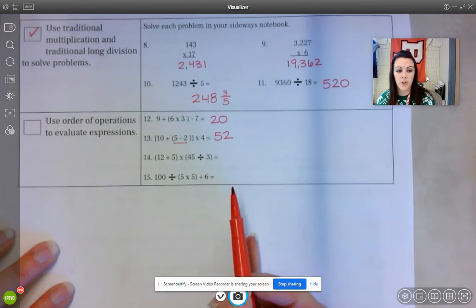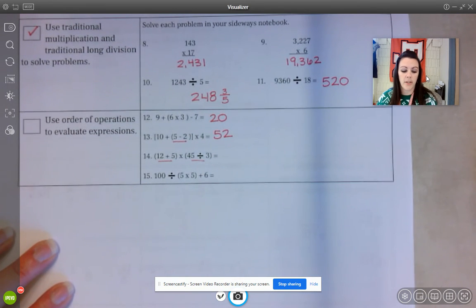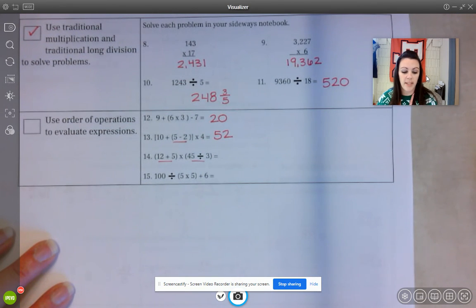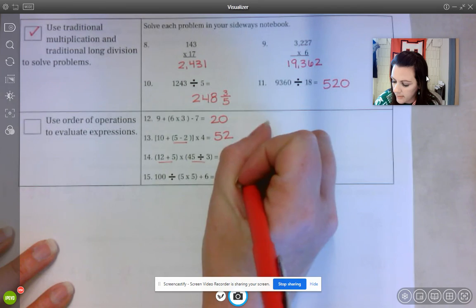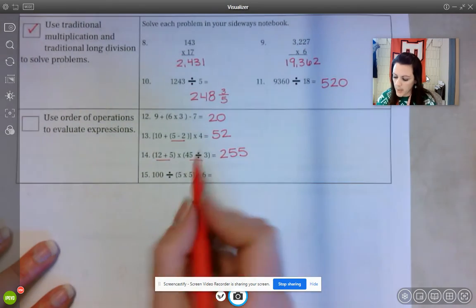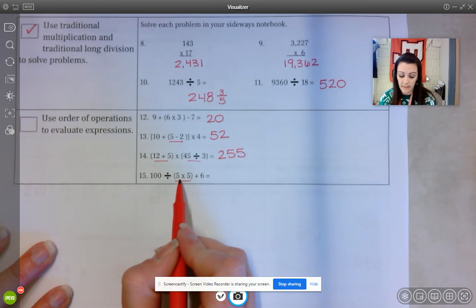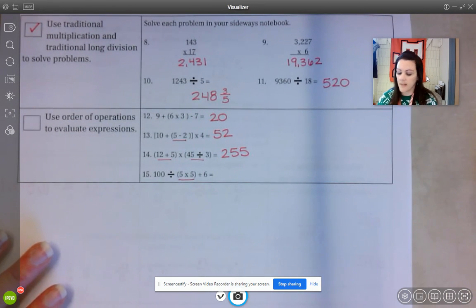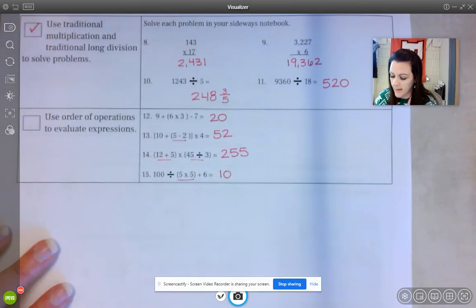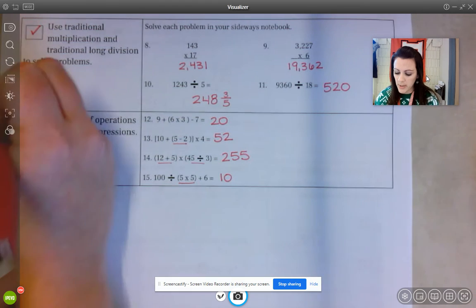All right, the next one has 2 sets of parentheses. Solve each one, and then you'll multiply your answers together. What do you get for number 14? This one definitely took some extra scrap work to the side. You should have 255. All right, for the last one, take care of those parentheses, divide, and then add. What do you get for number 15? Your final answer should be 10. If you got those problems correct and you feel confident evaluating those expressions, you can go ahead and put a check in the box.